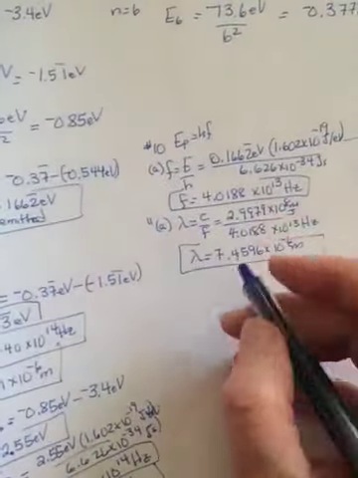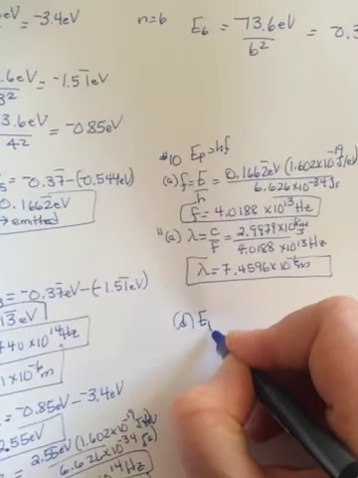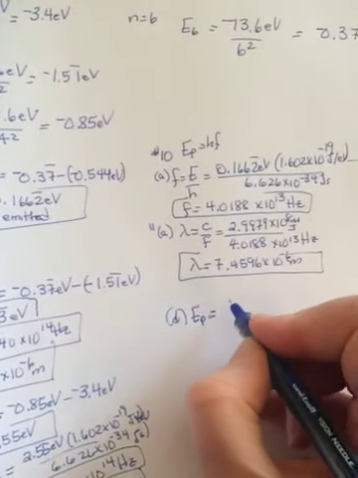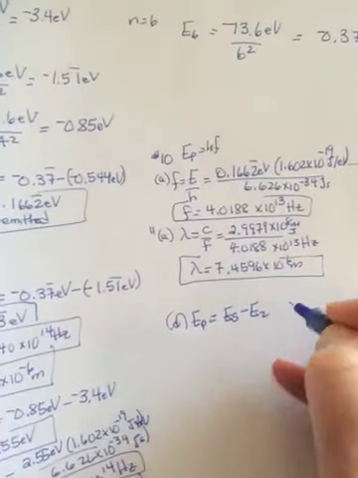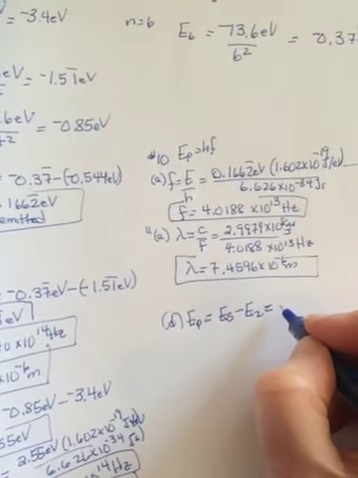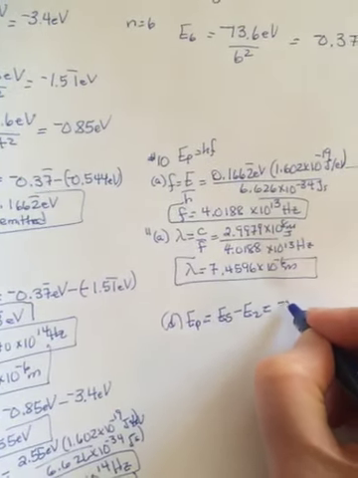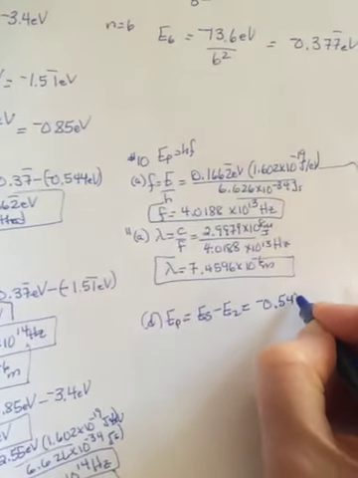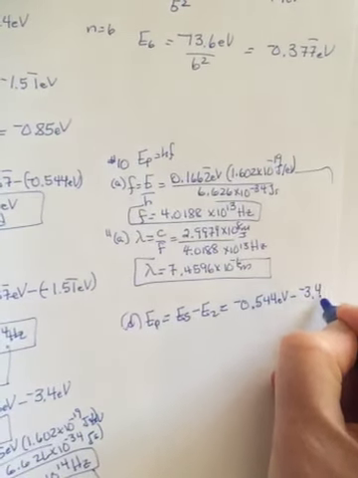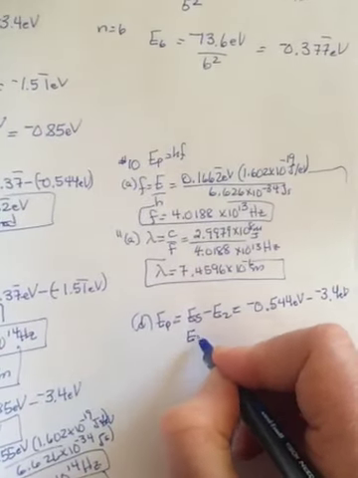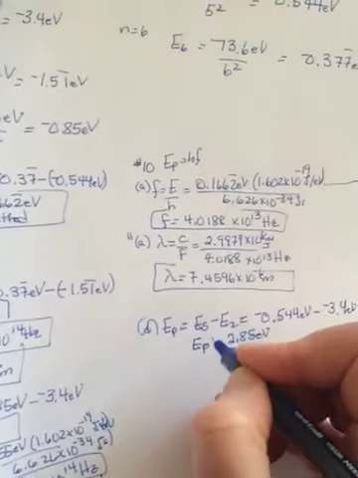And D wants the energy of a photon going from 2 to 5. So E5 minus E2, and E5 was, I lost the numbers, negative 0.544 electron volts, minus 2 was negative 3.4 electron volts. So EP is equal to 2.85 electron volts.